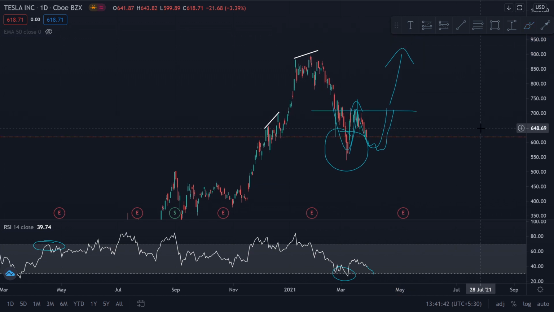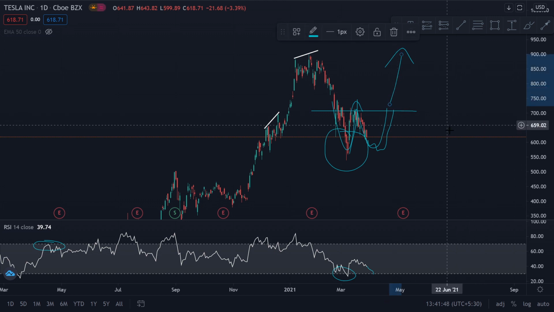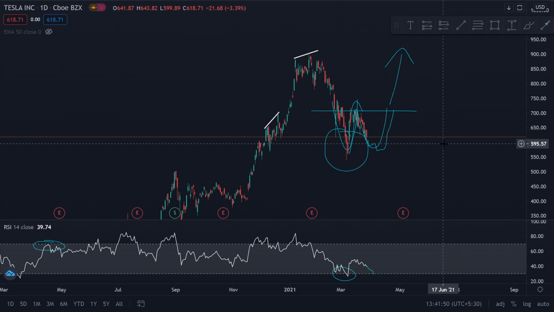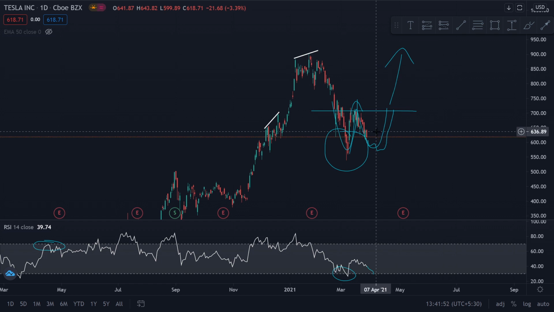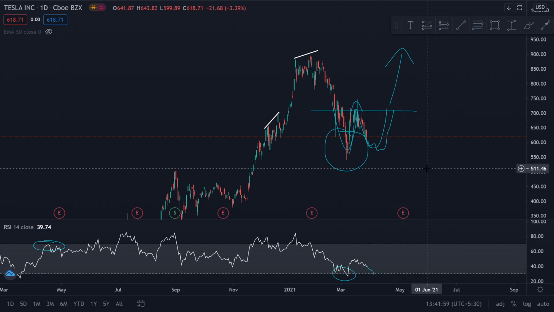So this is the technical perspective purely, and I reserve the right to be wrong, right? So we always deal in probabilities. So this is one high probability setup or a scenario that I foresee coming. So now this is it for RSI.